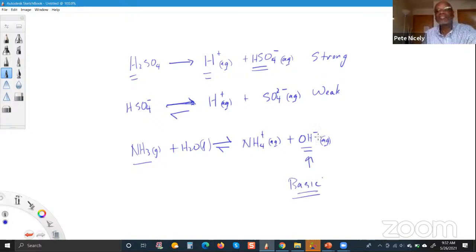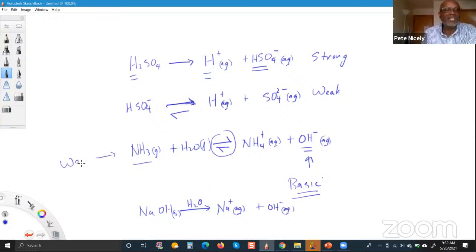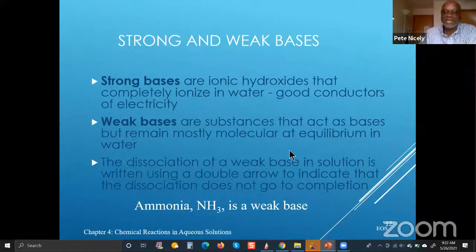And therefore ammonia is considered to be a weak base. Weak because you have the two directional arrow shown here. An example of a strong base would be sodium hydroxide, because sodium hydroxide solid, when added to water, forms sodium plus aqueous plus hydroxide ion aqueous. All right? So this is strong. I'm sorry, this is weak. The ammonia is weak. And the sodium hydroxide is a strong base. All right? Okay. What next? So that's ammonia, weak base.